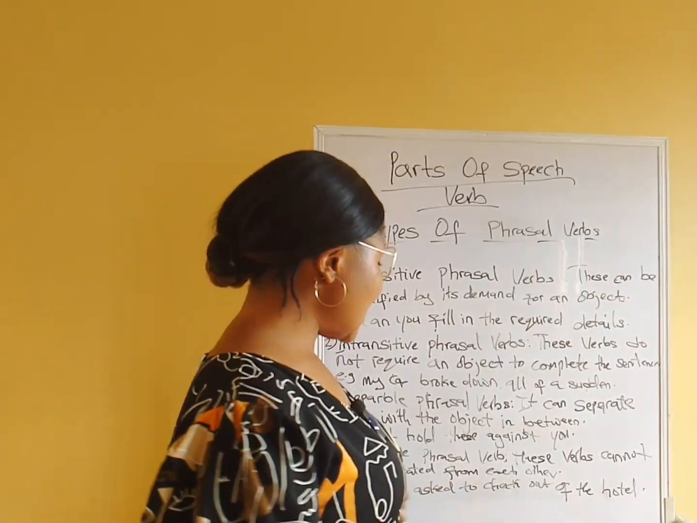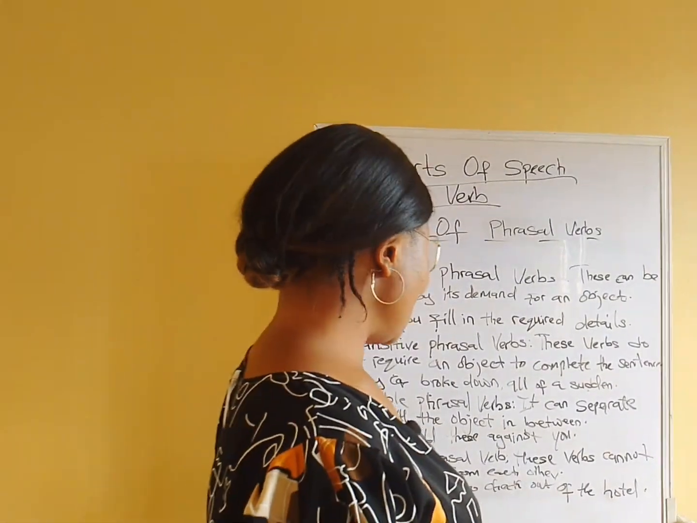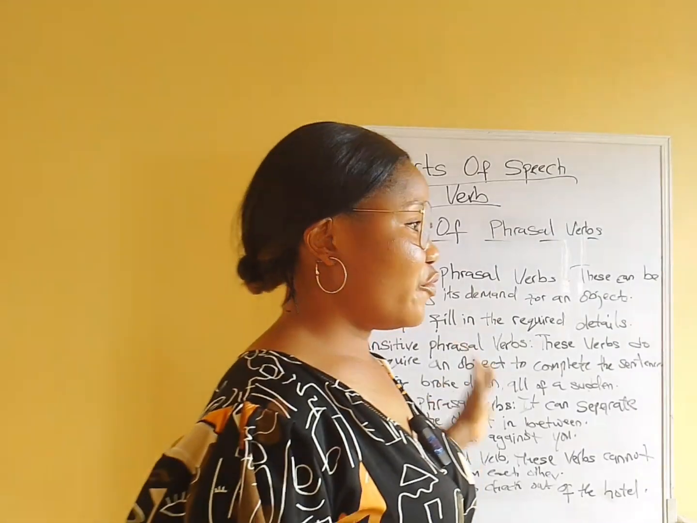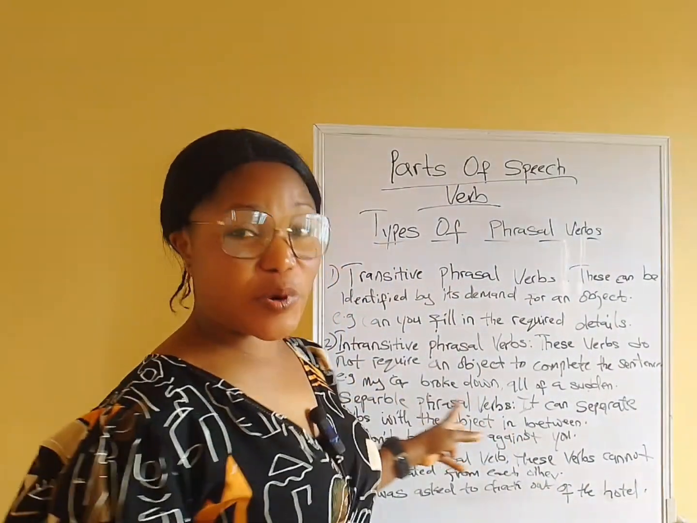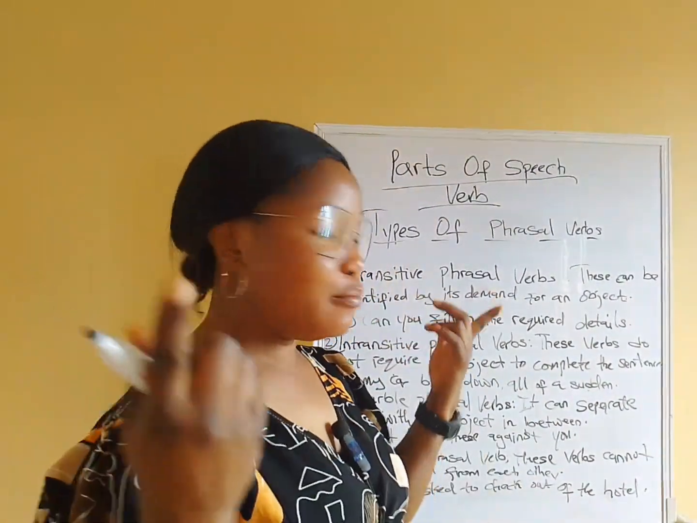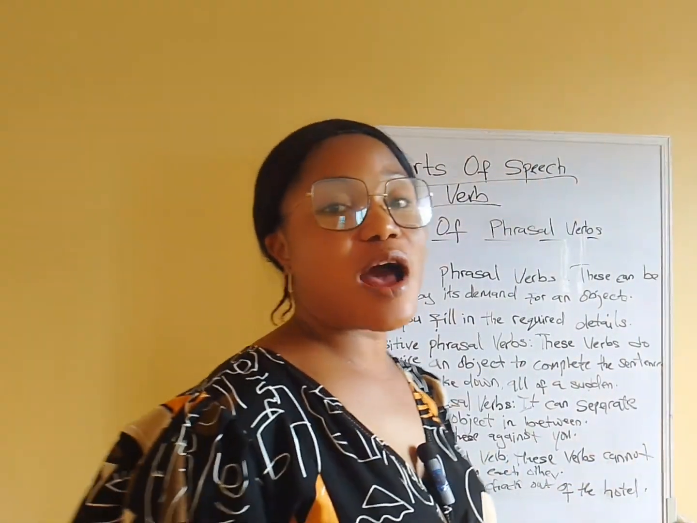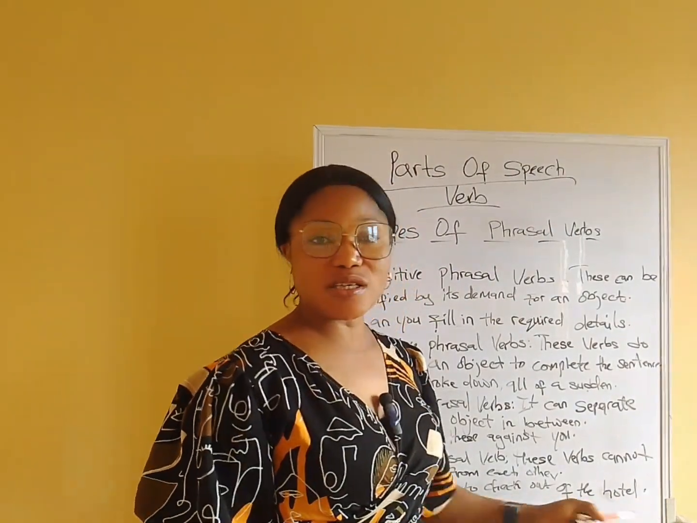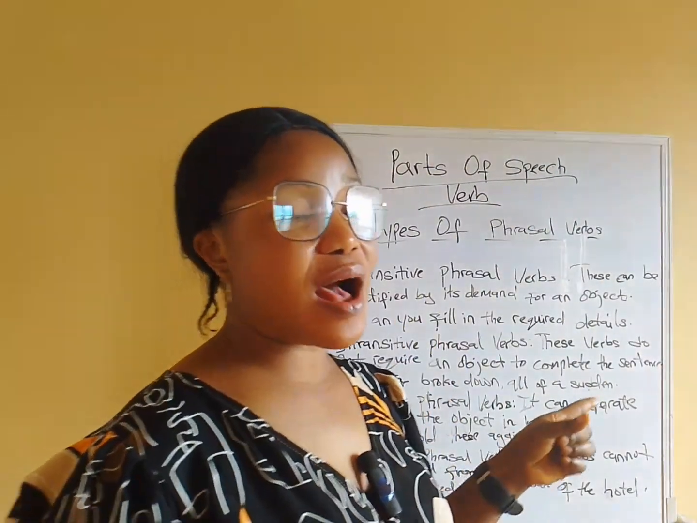And the last one is inseparable phrasal verb. Like its name, you cannot separate them. These are verbs that cannot be separated, unlike the separable phrasal verb. This one has to be together to make sense and be meaningful. An example is, she was asked to check out of the hotel. So the phrasal verb here is check out. So you still find them together, unlike the separable phrasal verb.